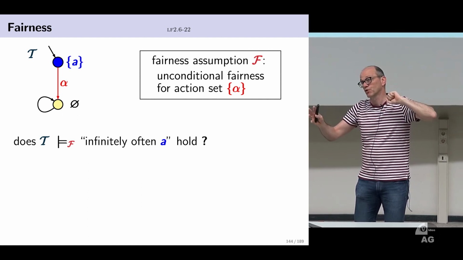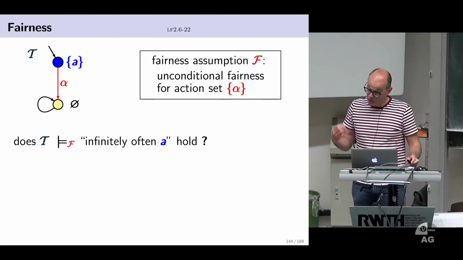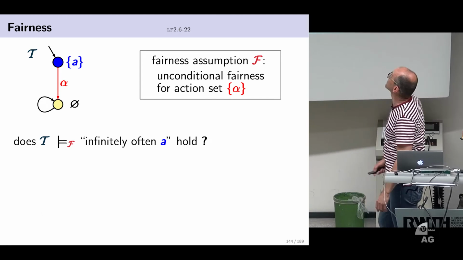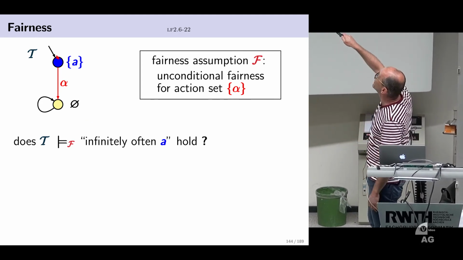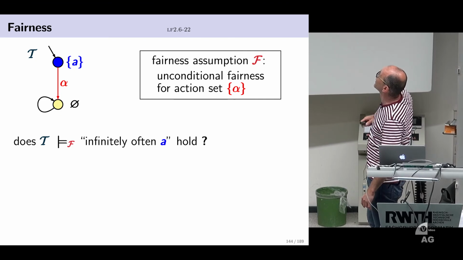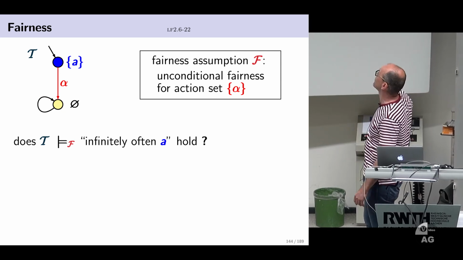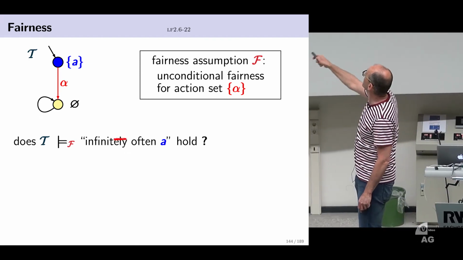But I have to impose a small technical detail in order to make that work. And the detail is introduced by this example. It's a bit of a stupid example, but that's exactly what it is supposed to be. So here we have just two states, a blue and a yellow state, and one action alpha, or one transition here, and then there is a self loop. The label of the self loop is not so important. And I'm interested in infinitely often A.